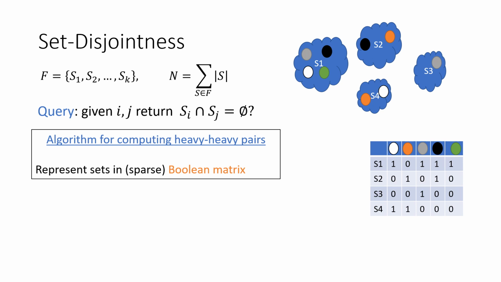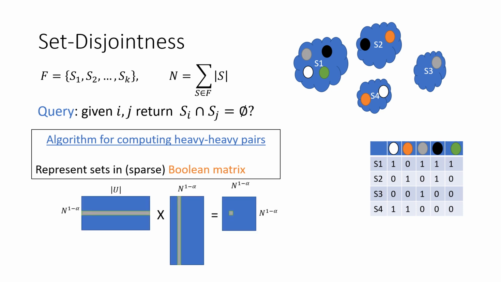To do so, we represent the heavy sets using a sparse Boolean matrix as shown in this example. So over here, we're going to assume that each one of the four sets is a heavy set. Each row in this matrix corresponds to a particular set, and each column corresponds to an element from the universe. The rows are just the characteristic vectors of the appropriate sets. Our goal is to compute the Boolean product of this matrix with its transposition.